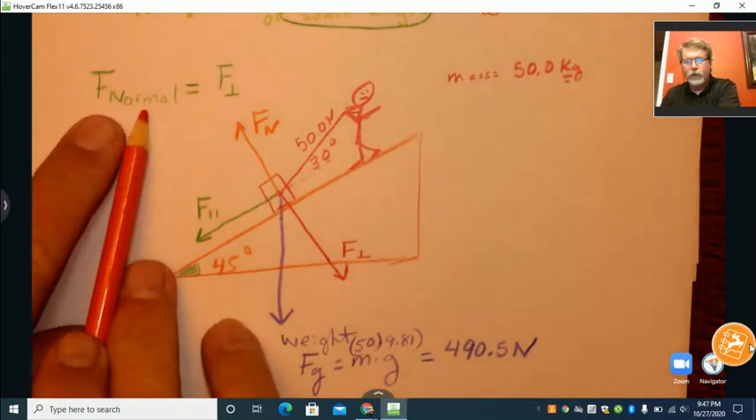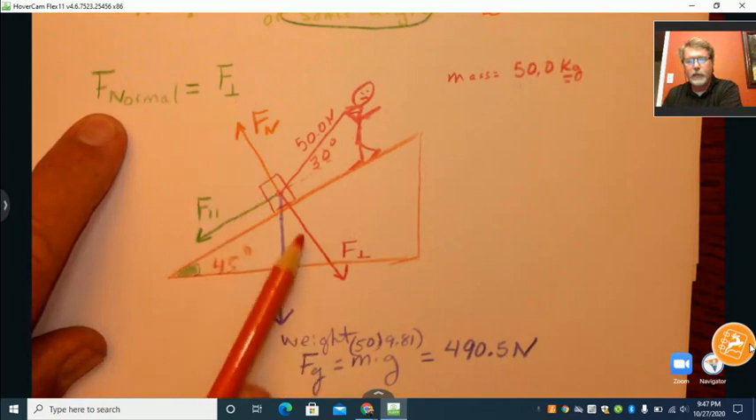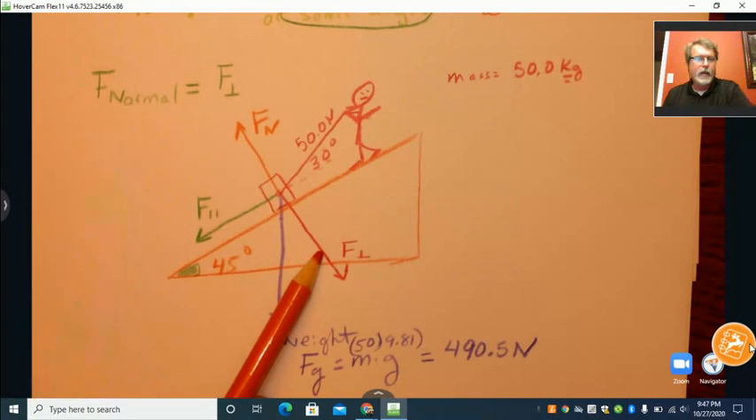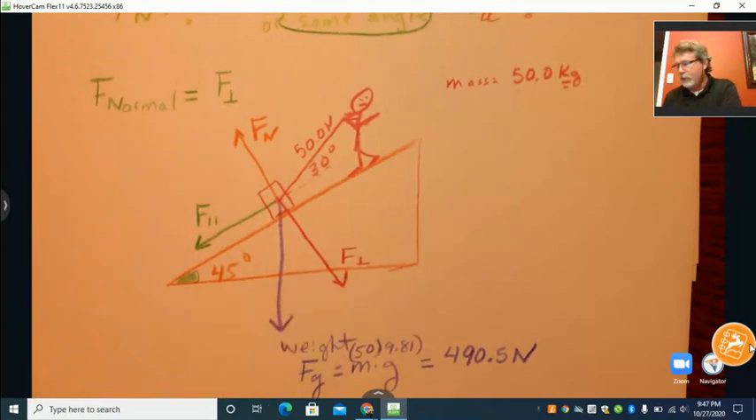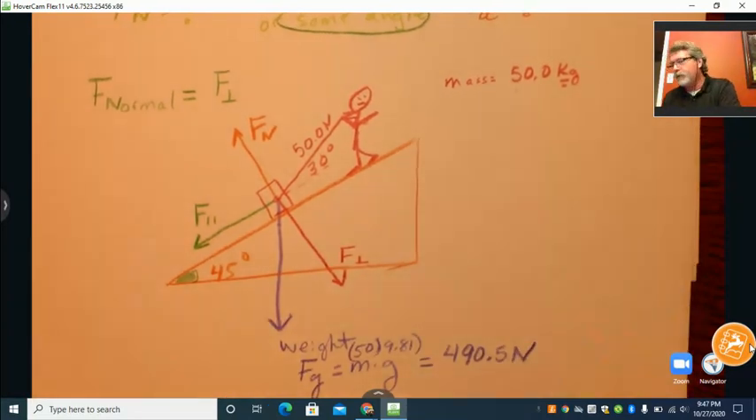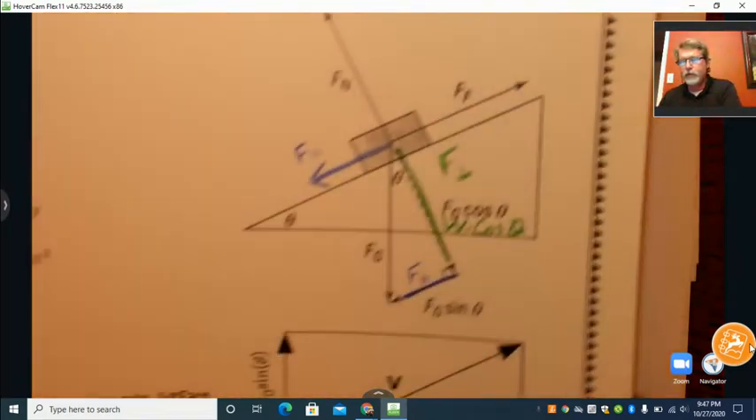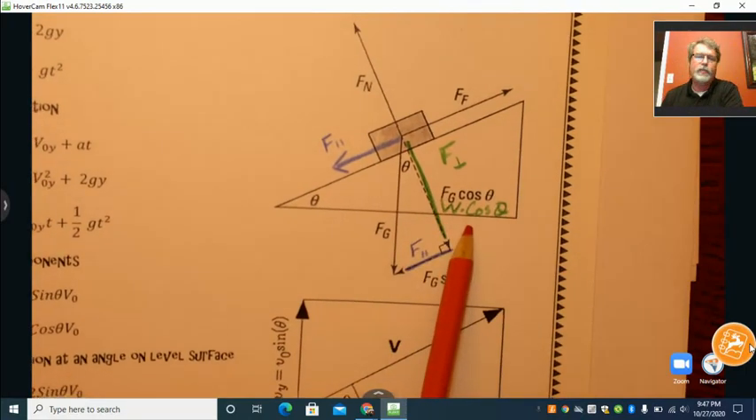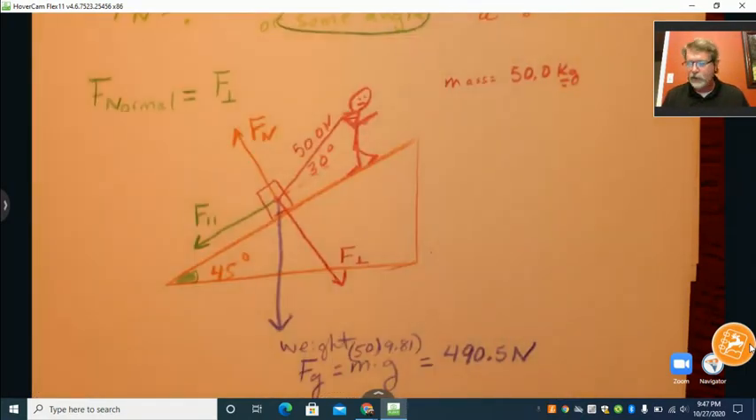So we know that force normal is equal to force perpendicular. So we definitely got to solve for force perpendicular. Now, one way to solve for force perpendicular is to remind yourself of the equation, or you could look back on your sheet and we go, oh, here's force perpendicular. We know that's the cosine component of the weight. So let's go ahead and solve for force perpendicular.